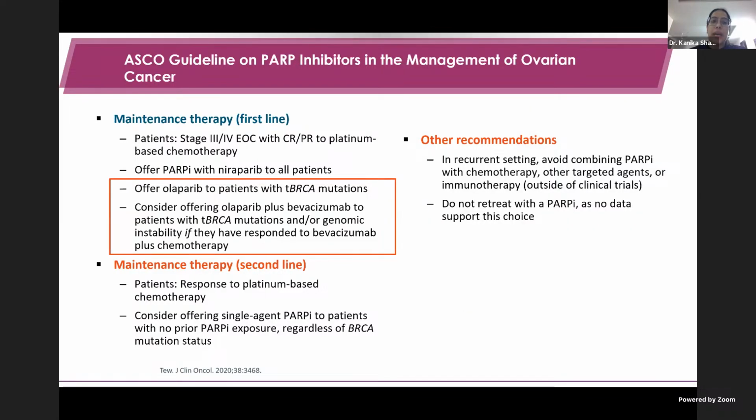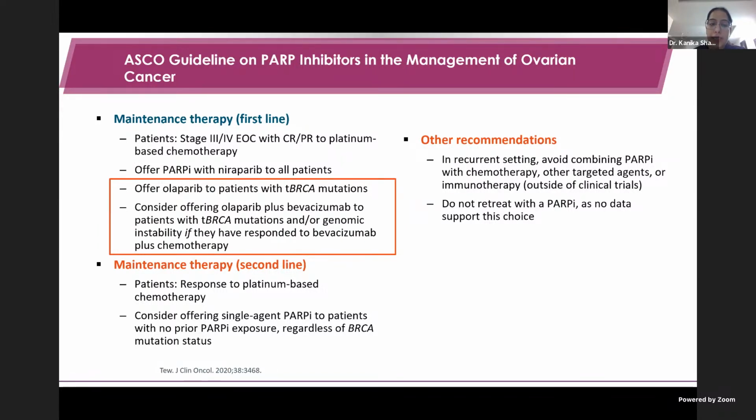So when we talk about the ASCO guidelines on PARP inhibitors, in the first line maintenance therapy, both olaparib and niraparib are approved. Niraparib is not available here, but they can be offered irrespective of the BRCA status to patients who have responded to first line therapy. Olaparib should be offered to patients who have a germline or somatic BRCA mutation, and in combination with bevacizumab in patients who have responded to the bevacizumab plus chemotherapy combination.